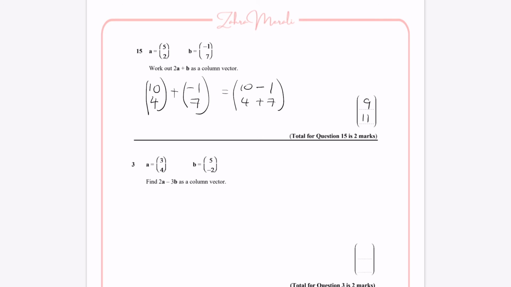Same with the next one. I've got 2 lots of A, so I'm going to double everything that's in that A column. So 6 and 8. And I'm going to minus timesing everything in that B by 3. So 5 times 3 is 15, minus 2 times 3 is minus 6. So 6 minus 15 gives you minus 9. And then you've got 8 minus minus, which together will make a plus, and that gives you 14.